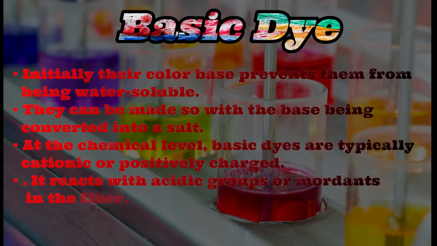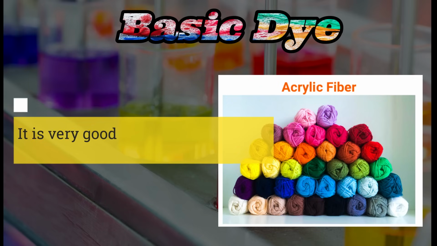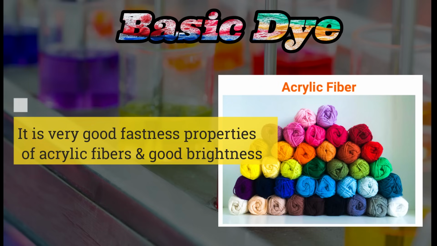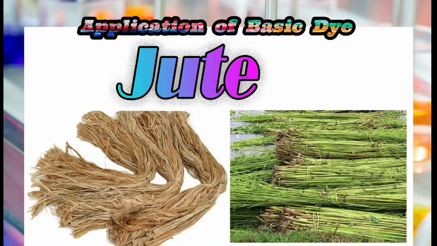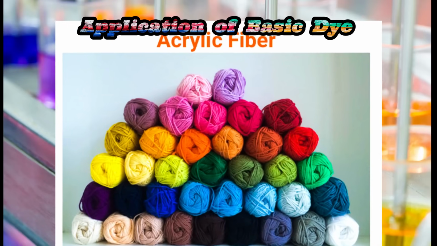It reacts with acidic groups or mordants in the fiber. It has very good fastness properties on acrylic fibers and good brightness. The basic dye is commonly used on jute and acrylic.